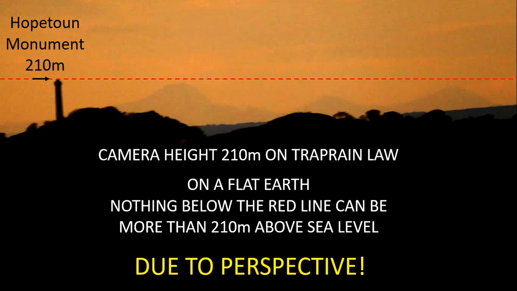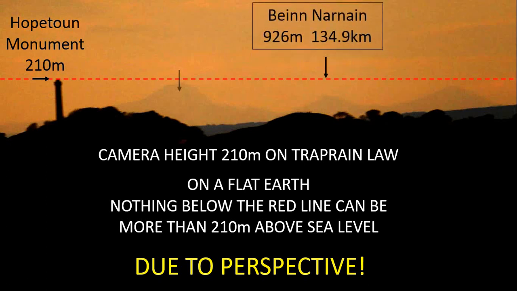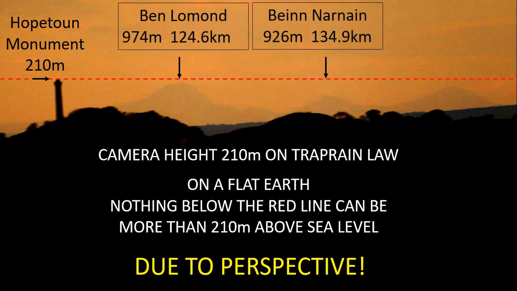Nothing on the flat Earth below the red line can be more than 210 meters above sea level. I'll just put in the various hills. So the one we're interested in is Ben Lomond at 974 meters and 124.6 kilometers distance.